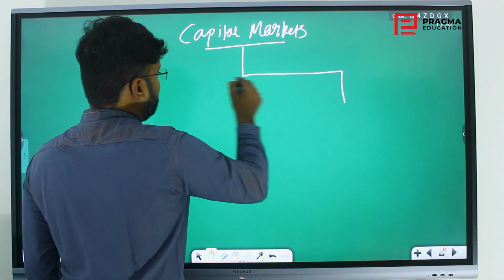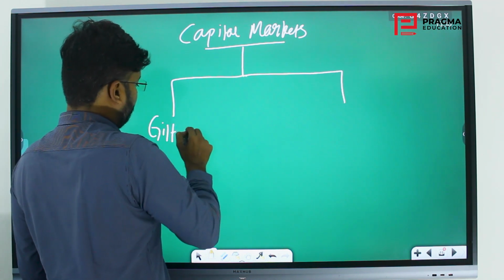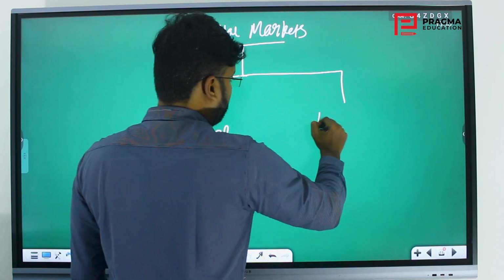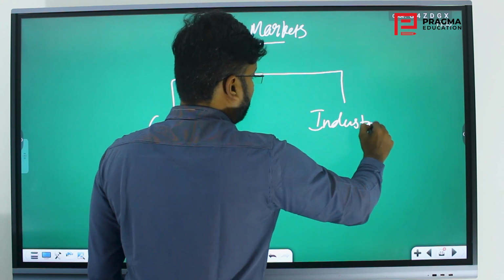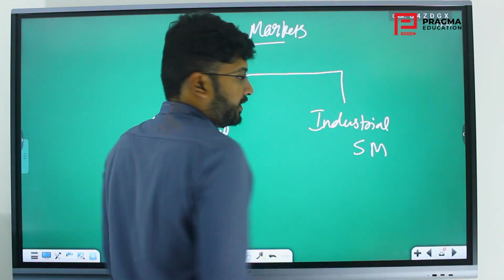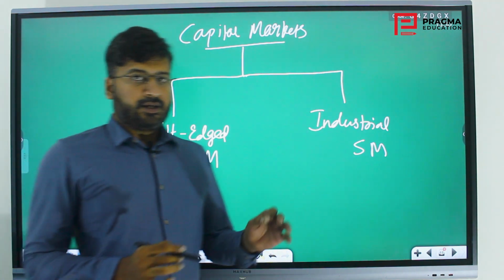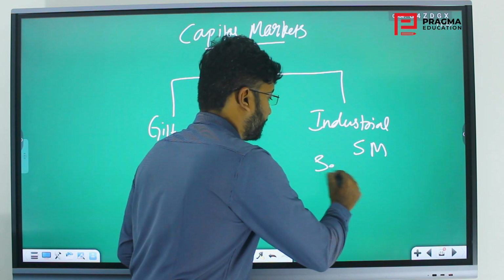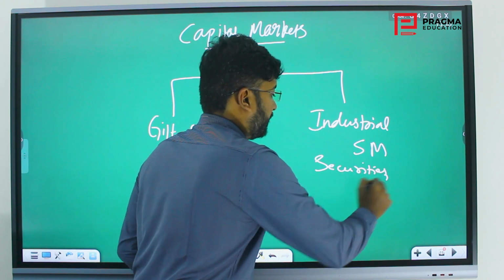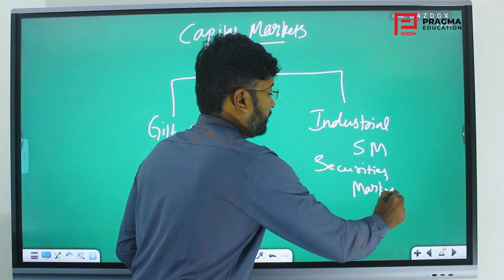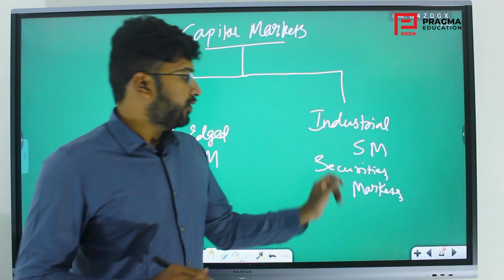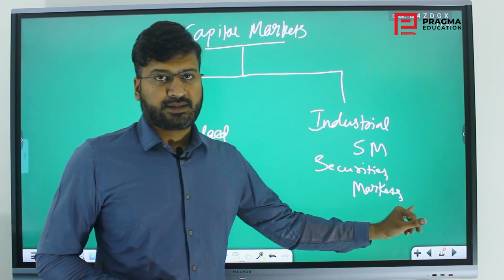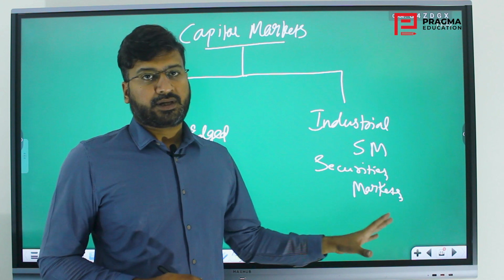Capital markets are essentially divided into two: gilt-edged securities market and industrial securities markets. So it is not security market or security markets, it is securities markets. If it is a single market, singular, you will call it securities market. If it is plural, it is securities markets. But it is never security market, it is securities.